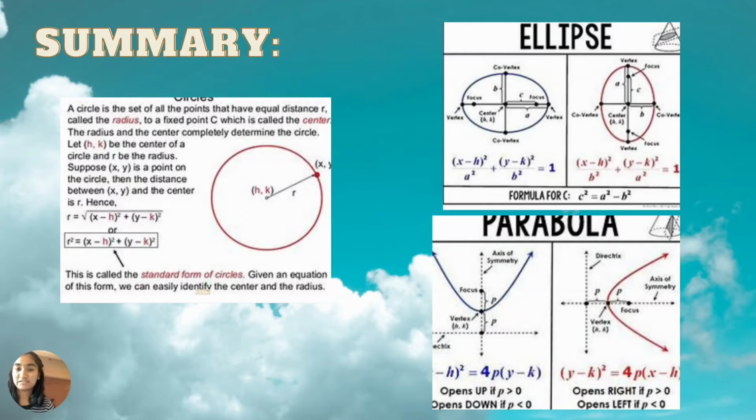So the second part of conics will be the ellipse. Ellipse has two forms, which are horizontal and vertical. The horizontal will have a formula of (x minus h) squared over a squared plus (y minus k) squared over b squared equals 1, as we can see over there. The things to take into consideration for an ellipse are the co-vertex, focus, and the center. How about the vertical ellipse? The formula will be (x minus h) squared over b squared plus (y minus k) squared over a squared equals 1.